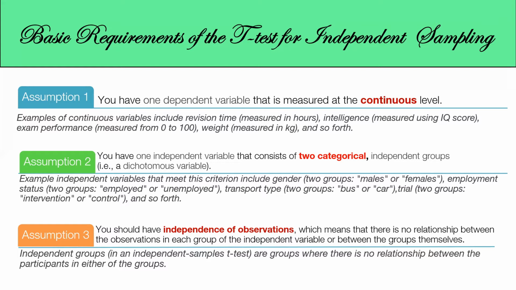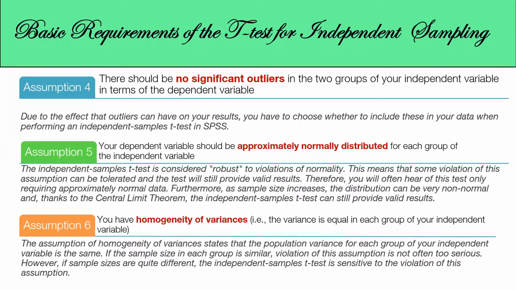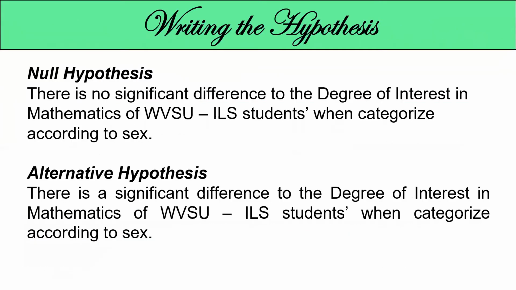Assumption 3, you should have independence of observation. For the fourth one, there should be no significant outliers in the two groups of the independent variable in terms of the dependent variable. And fifth, your dependent variable should be approximately normally distributed for each group of the independent variable. And of course, you have homogeneity of variance.